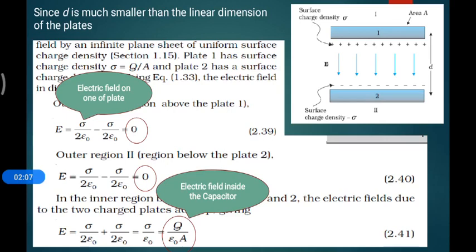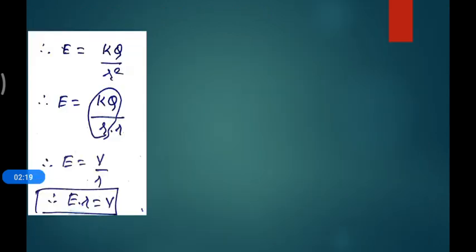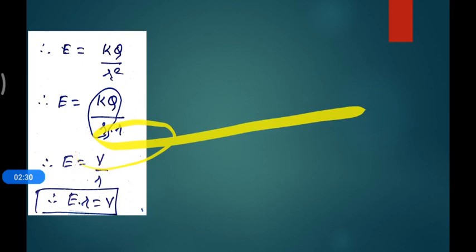What are the formulas we have seen yet? C is equal to Q by V, and the electric field inside the capacitor E is equal to Q upon epsilon 0 A. Please fit that in your brain. Here we have the general electric field equation E is equal to KQ by R square. So R square reduces to R into R, then KQ upon R is going to be the potential.